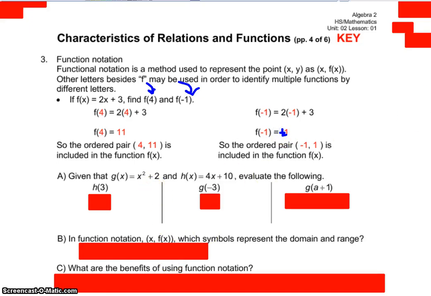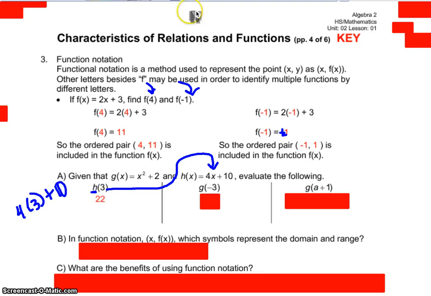So looking at A, given the function g of x is equal to x squared plus 2 and h of x is equal to 4x plus 10, evaluate the following. What you've got to be careful about when they've done something like this is you've got to make sure and put the number into the right problem. This is h, and so 3 is going to go way over here. And you're going to say 4 times 3 plus 10. And you're going to get 22.